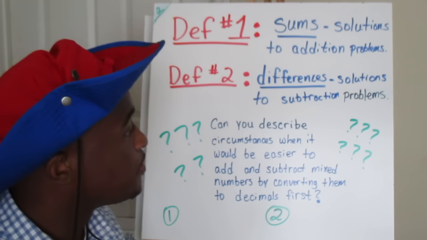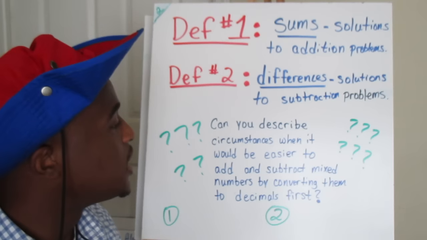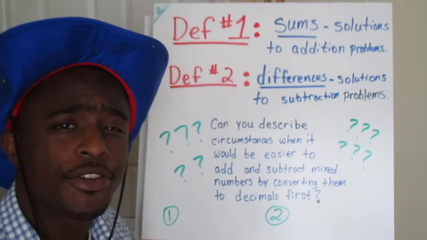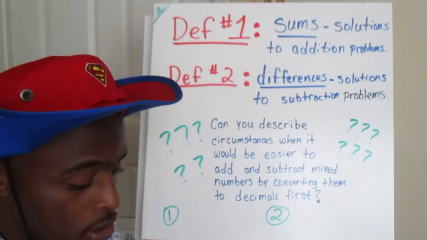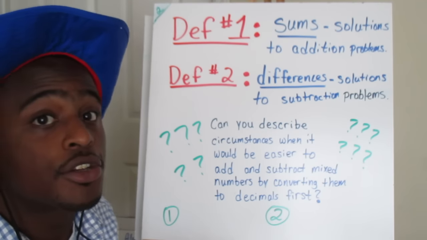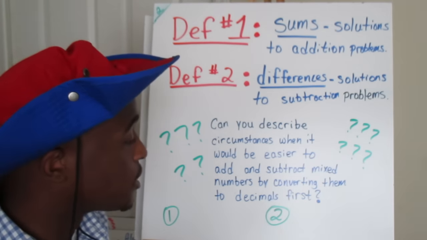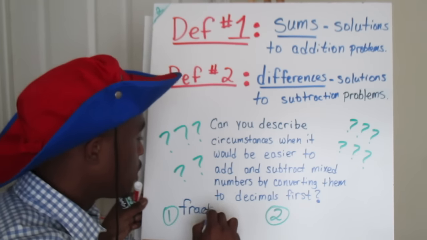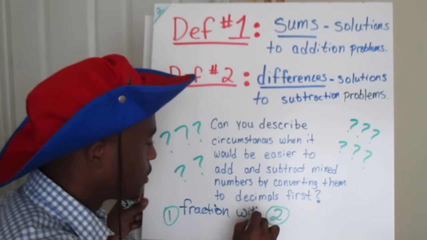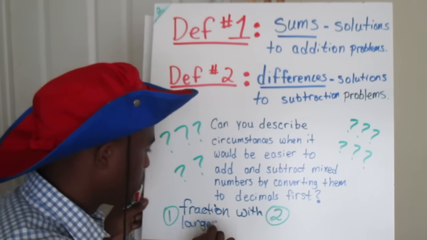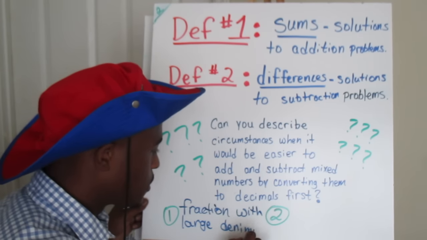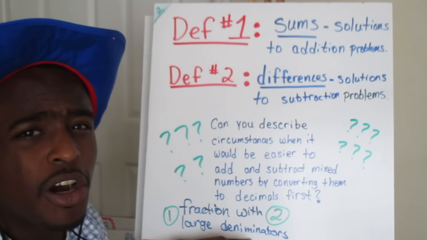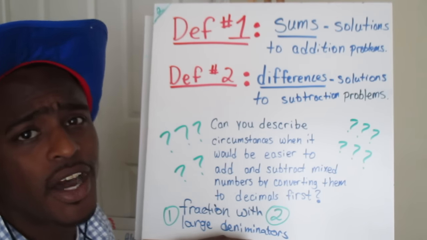Let's think about this question. Can you describe circumstances when it would be easier to add and subtract mixed numbers by converting them to decimals first? Well, there are two ways where it probably would be easier. One would be when we have fractions with large denominators. In these situations, it'll be really hard, if you had two big denominators, to find a common denominator.